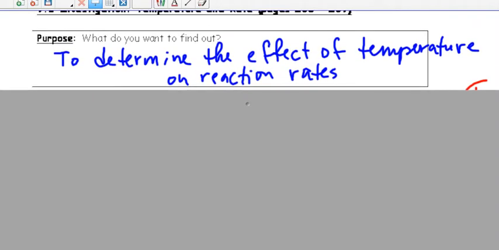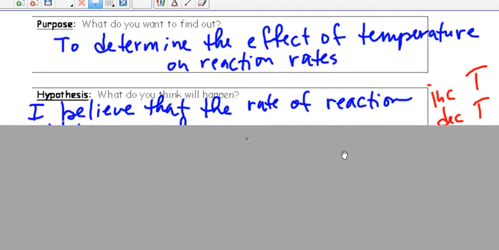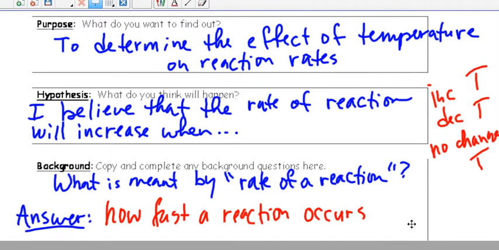So maybe the first thing we should do is look at what is a reaction rate. So I included that with the background area here. Since this is the first lab, we'll do the background together. So what is meant by rate of a reaction? Basically, how fast a reaction occurs.